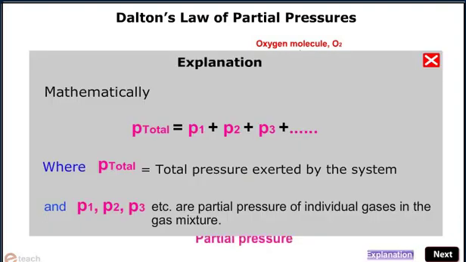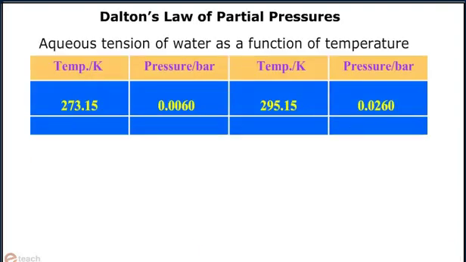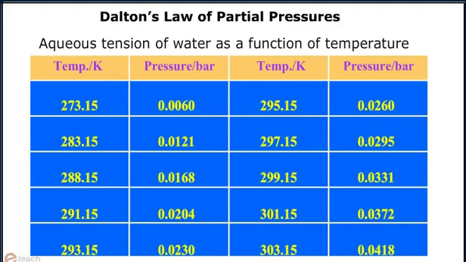Let us see the explanation of Dalton's law. Mathematically, P total equals P1 plus P2 plus P3 and so on, where P total is the total pressure exerted by the system and P1, P2, P3, etc. are partial pressures of individual gases in the gas mixture. This table shows the aqueous tension of water as a function of temperature.